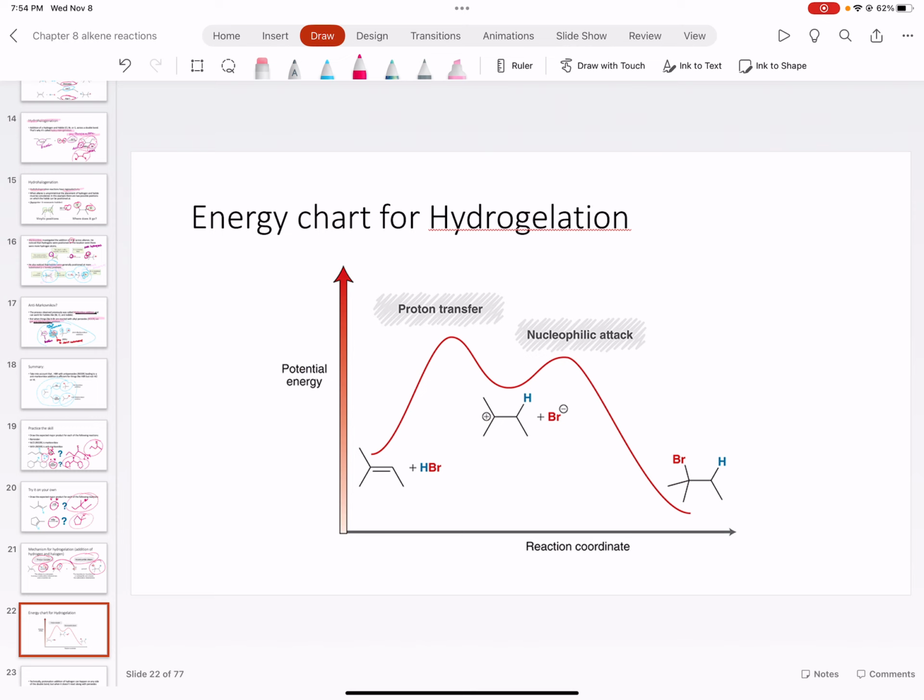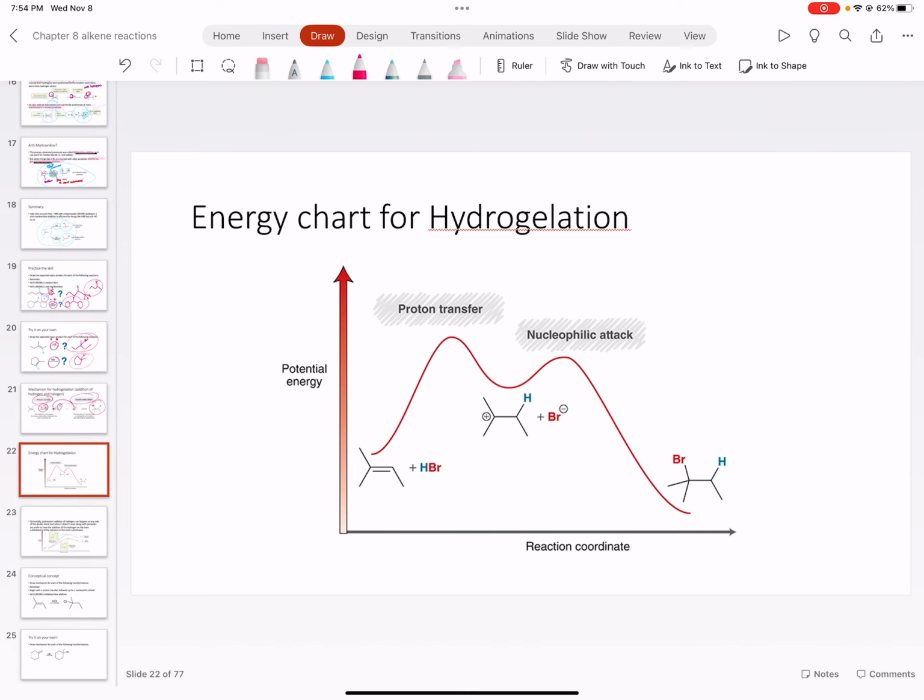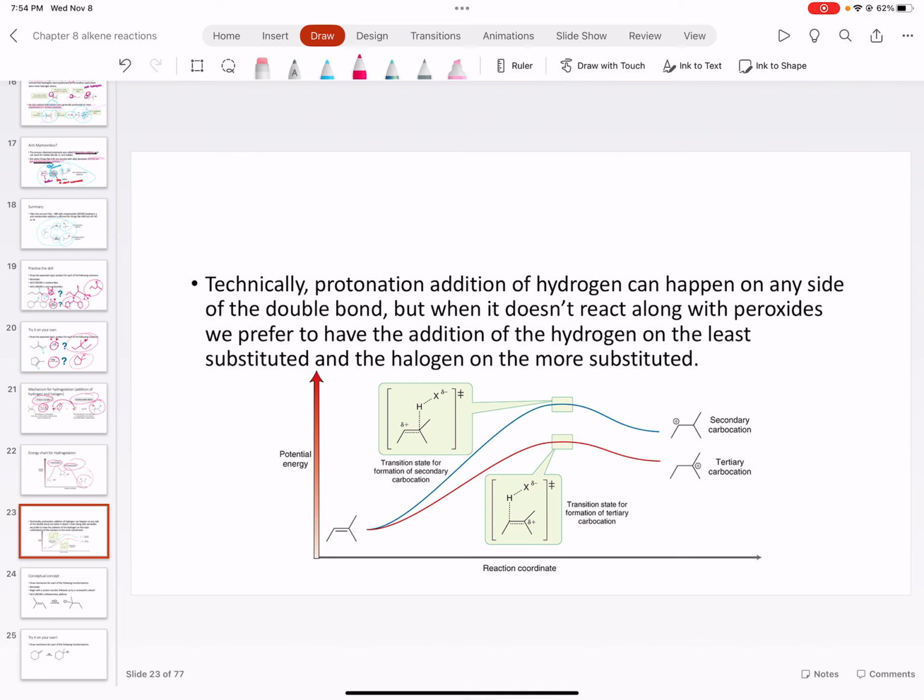And this is just the energy chart of what happens. We get a boost of energy due to the proton transfer. Afterwards, we get a boost of energy due to the nucleophilic attack, and when we get our product, our energy goes down. So technically, protonation, or addition of hydrogen, can happen on any side of the double bond, but when it doesn't react along with peroxides, we prefer to have the addition of the hydrogen on the least substituted and the halogen on the more substituted. So this is a little bit more background information on why we do a Markovnikov addition when there are no peroxides present.